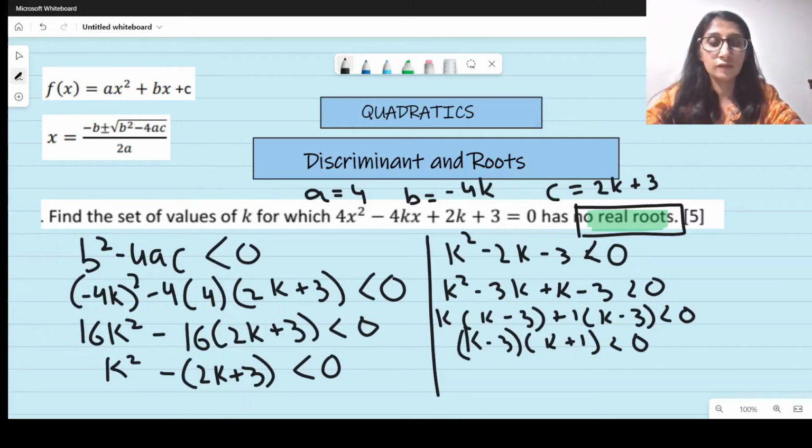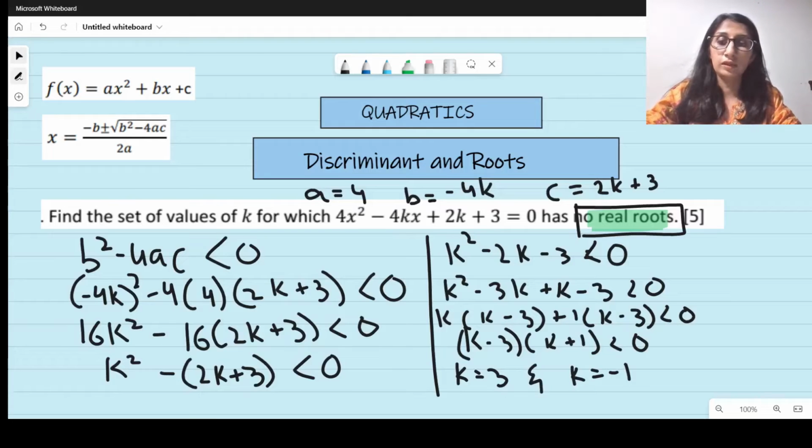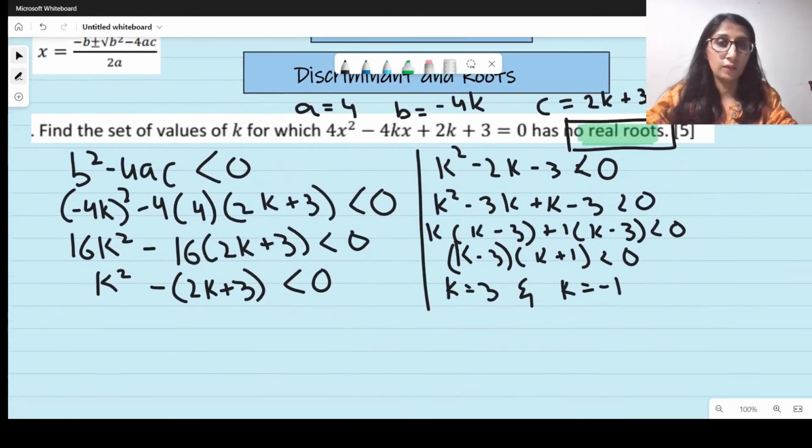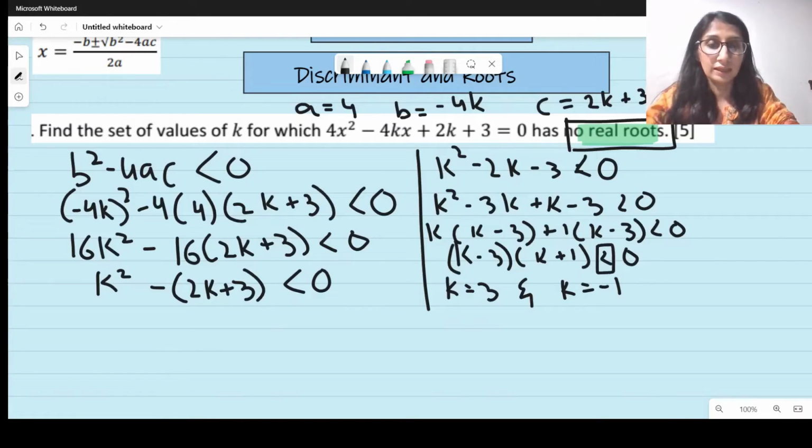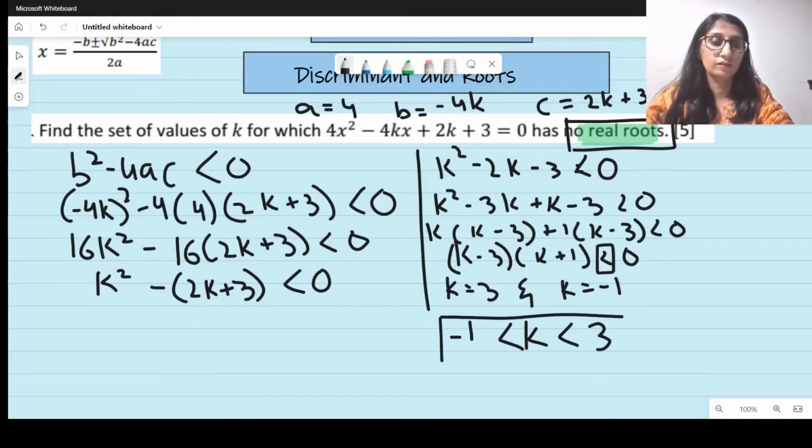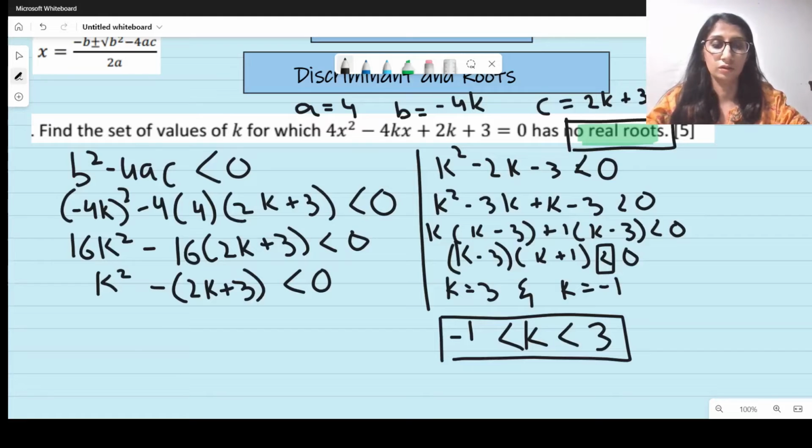If you find the critical values of k, they are 3 and minus 1. I hope you've seen my video on solving a quadratic inequality. If you haven't, please go watch it. And right now we're just solving it. So since it's less than 0, we write k is less than the smaller number, and k is, no, in fact, it should be written like this. K in between smaller number over here and bigger number over here. So this is the solution of this question.